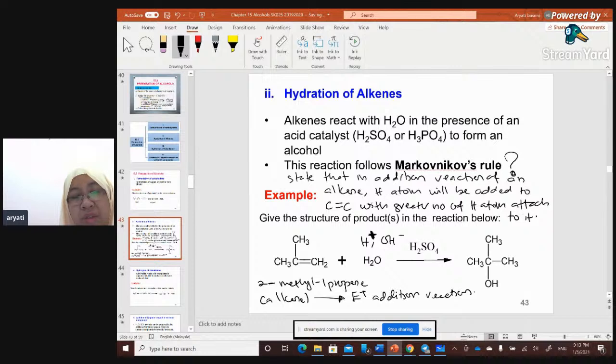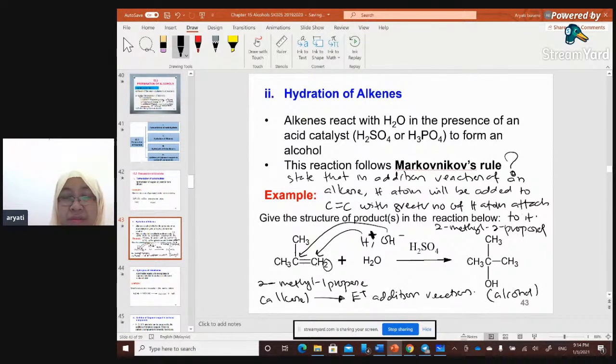So this carbon, there are 1, 2, 3, 4. So this carbon has no hydrogen. This carbon has 2 hydrogens. So hydrogen will be added to the second carbon, the one with more hydrogens, and OH will be added to the next carbon. So the product will be 1, 2, 3. Okay, so this is 2-methyl-2-propanol. So this is a type of alcohol compound, homologous.